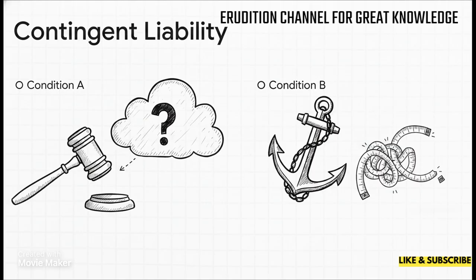Condition B, though, is a real, present obligation from a past event, but it is not recognized on the books. Why? Either because it's just not probable that an outflow of economic resources will be required, or we simply cannot measure the amount reliably. We know it's a present obligation, we just can't put a firm number on it yet.